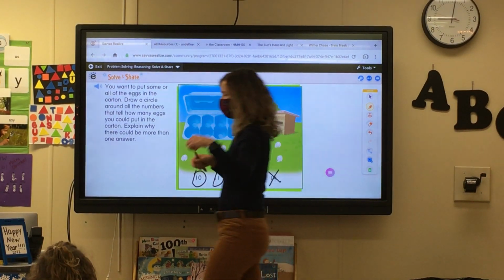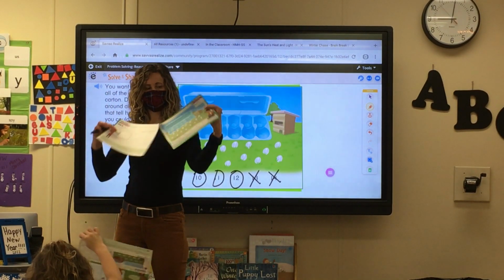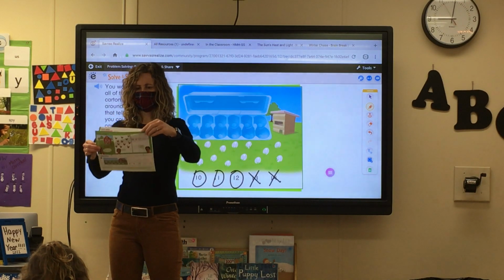Okay, go ahead and lift and turn to the next page here, guys. So take your paper. So you're going to see some cows on a farm.